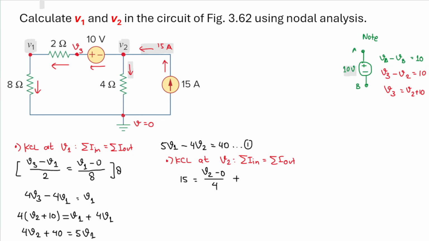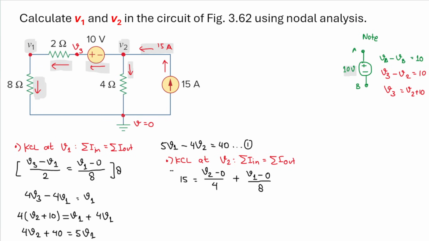Remember, all these three currents are the same. So we can choose one of them because they are in series. I will choose this one here because that is easy to calculate, since it will be V1. So I have V1 minus 0 divided by 8.